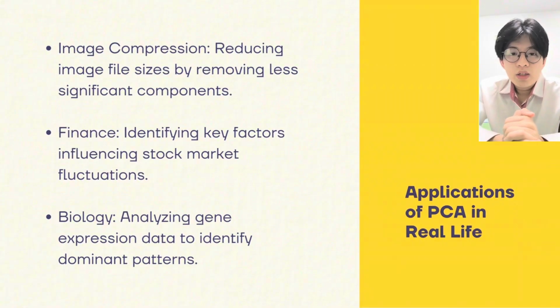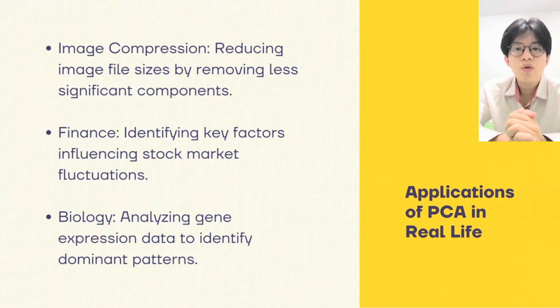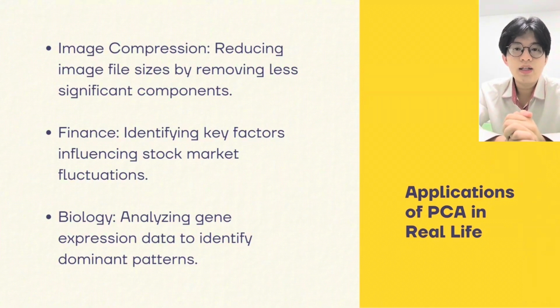Now we go to applications of PCA in real life. First is image compression. For example, in digital photography, PCA can compress an image by keeping only the principal components that capture the most visual information, while discarding the rest. This reduces file size without significantly affecting image quality, which is particularly useful for applications like online photo storage and transmission. Second, finance. In the financial sector, PCA helps identify key factors that influence stock market fluctuation.